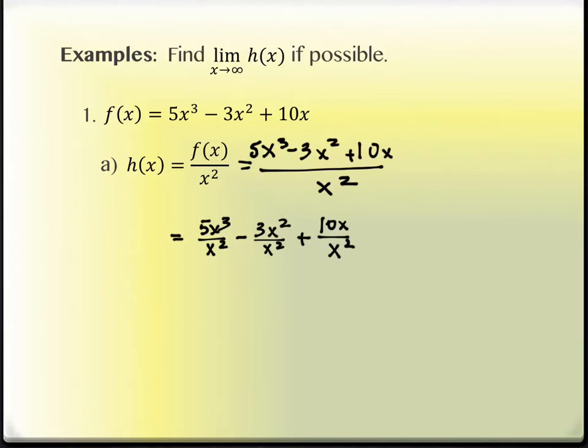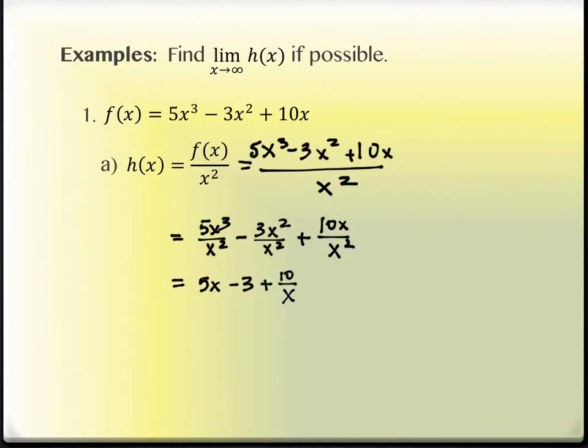Okay, most of those actually clean up really nicely. What is this 5x cubed over x squared? It's 5x. What is 3x squared over x squared? Minus 3. And what is 10x over x squared? Yeah, it's 10 over x. Okay, everybody good so far?